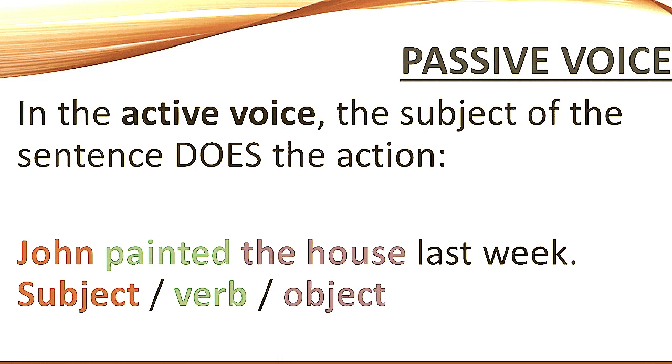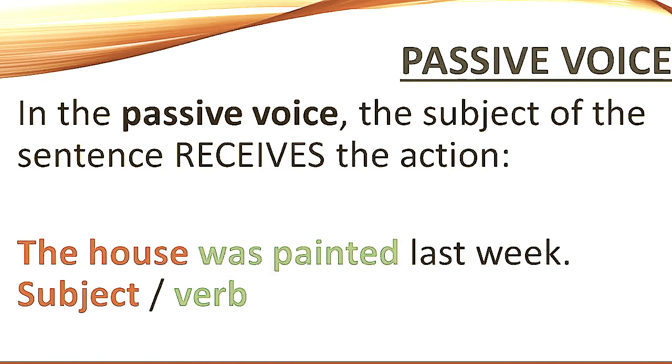In the active voice, the subject of the sentence does the action. For example, John painted the house last week. John is the subject. Painted is the verb. The house is the object.